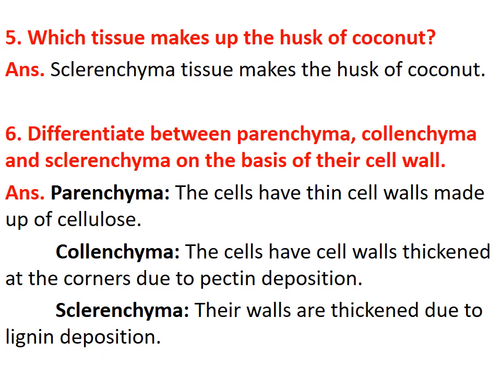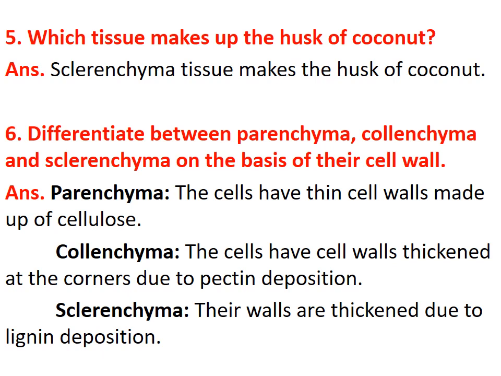Sixth question, differentiate between parenchyma, collenchyma and sclerenchyma on the basis of their cell wall. So parenchyma have thin cell walls which are made up of cellulose. Students, I did not tell you about the material that parenchyma is made of. So you can write down this point when you have written about parenchyma, that the cell walls are made up of cellulose.